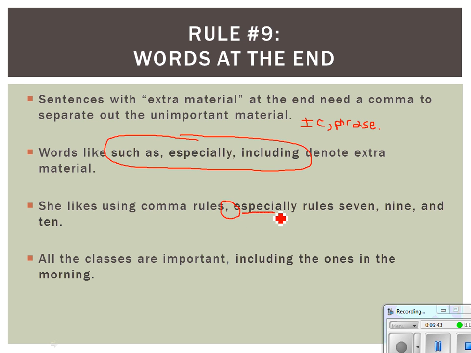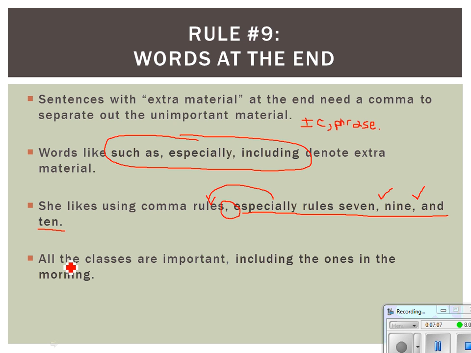However, I'm adding additional material, okay? What is this additional material about? It's about the comma rules. I'm emphasizing which rules I really like. Super extra bonus credit, imaginary bonus credit, if you know what comma rule that is. I'll give you a second. Did you say items in a series? All right, that's what it is.